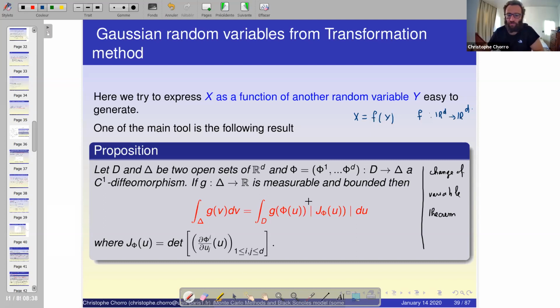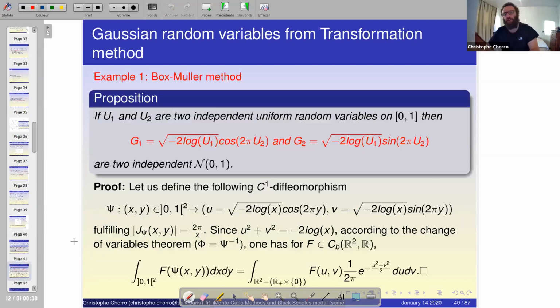So it's the change of variable theorem. I don't spend too much time on it because it's something that you have used a lot, it's in the basic course of probability. And why did I introduce this result? Just because, if I apply it directly, I am able to obtain this proposition that we call the Box-Muller methodology, in order to generate Gaussian random variables N(0,1), in fact, that tells you the following.